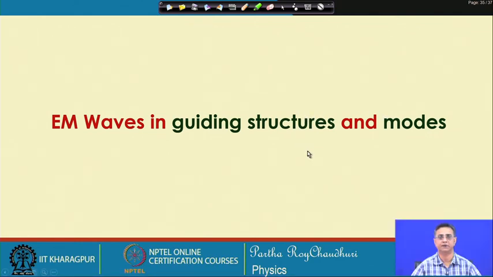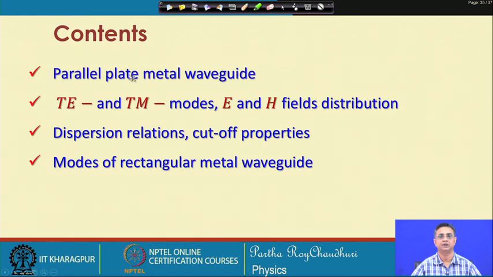We will look at the mode properties, and so we have organized this part like this: we first consider a parallel plate metal waveguide, which is the simplest structure. Then we will look at the TE and TM modes of the structures, and to do that we will write down the electric and magnetic field distributions, field components, and once we have these modes, then we will be able to depict the electric and magnetic field distribution across the waveguide.